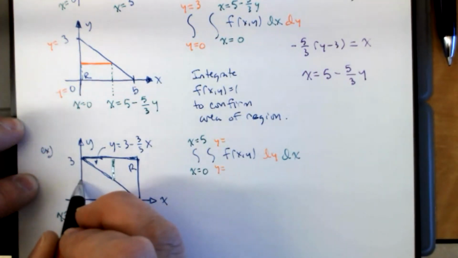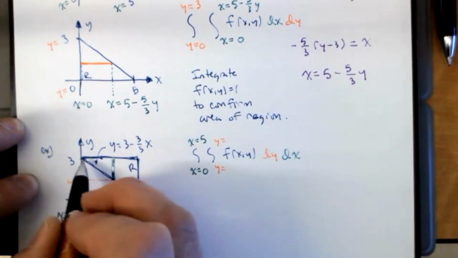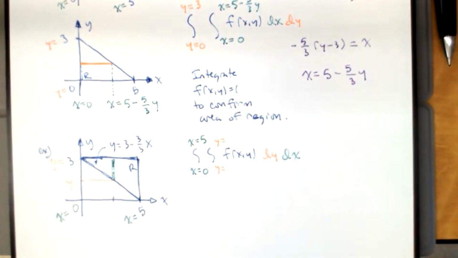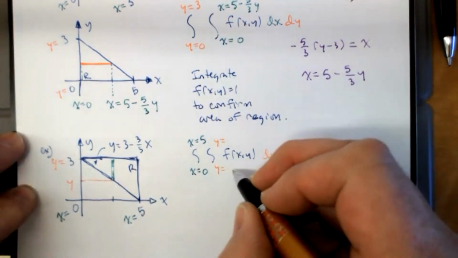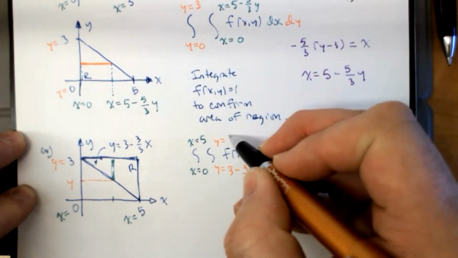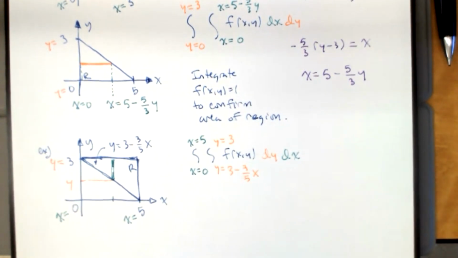So the lower bound is going to be the line, and the upper bound will be the constant 3. So start off at the line and go up to 3. Which region we grab is defined by the problem.